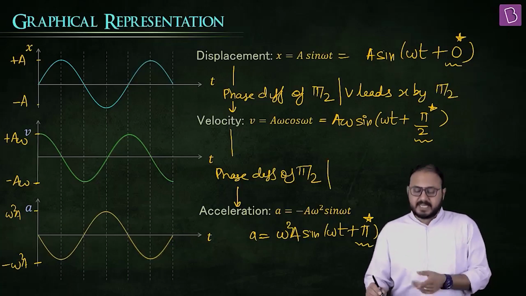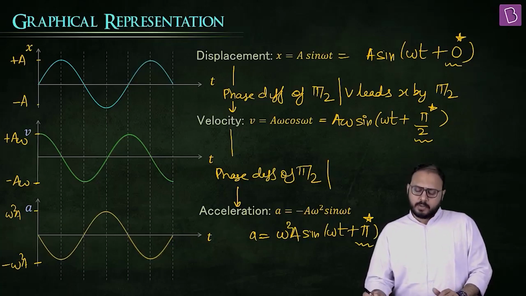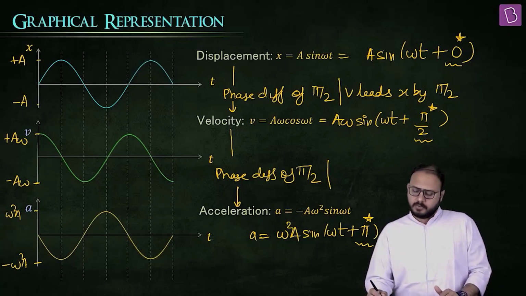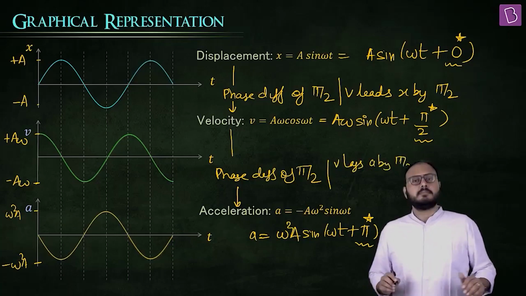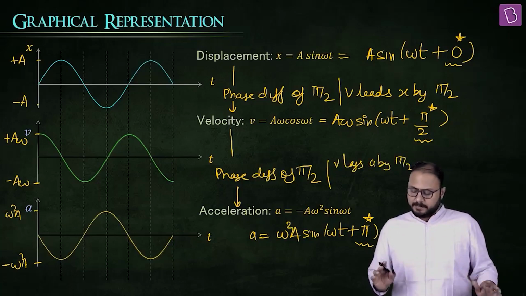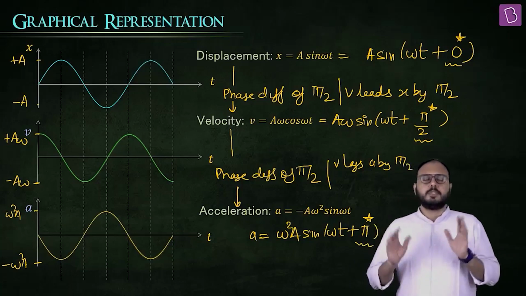Okay. So what will we write here, sir? A leads v by pi by 2. Yes. Or A leads x by pi. Correct. Or v lags a by pi by 2. Correct. Lead, lag, so that's fine. All of that is fine. Good. Stop writing now.